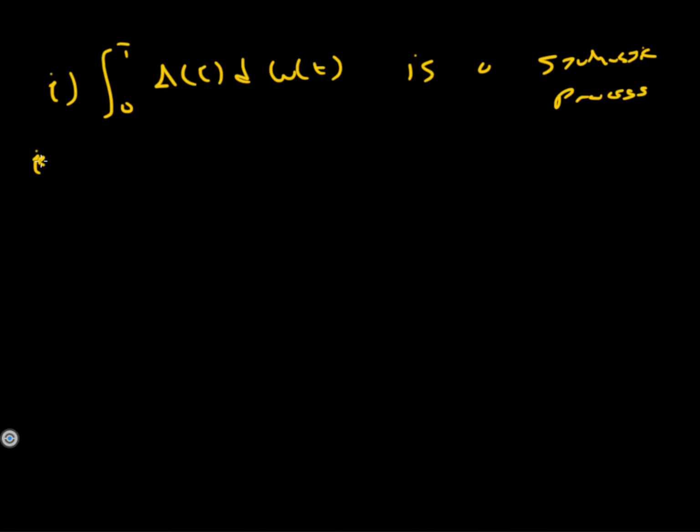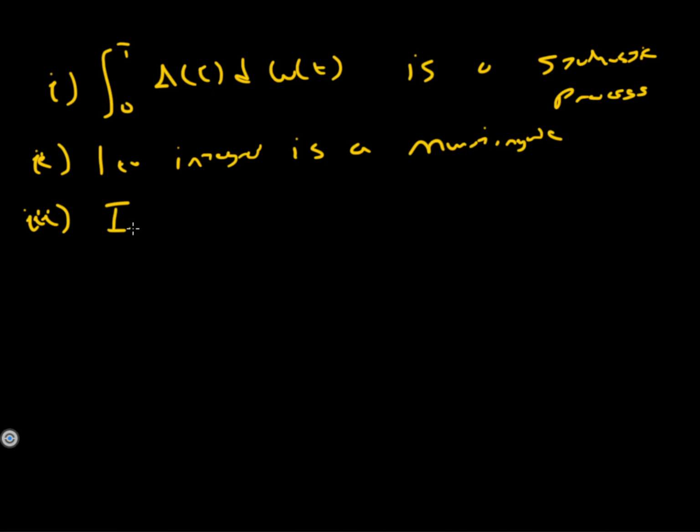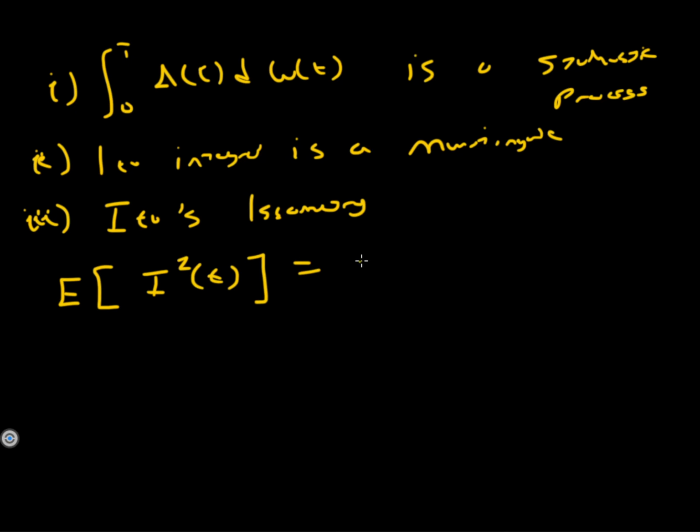And also, the Ito integral is a martingale. I will not prove this. And the third one, of the most important, is Ito's isometry. Now, what is Ito's isometry? The expected value of the square of the Ito integral, which we'll denote I squared t, is but simply a Lebesgue integral.